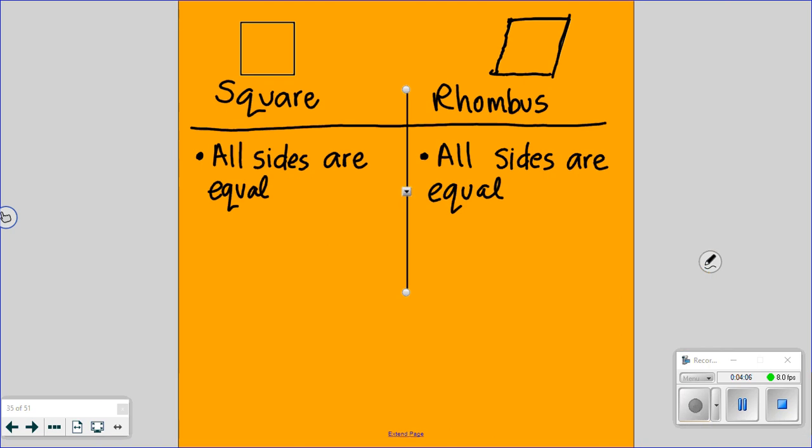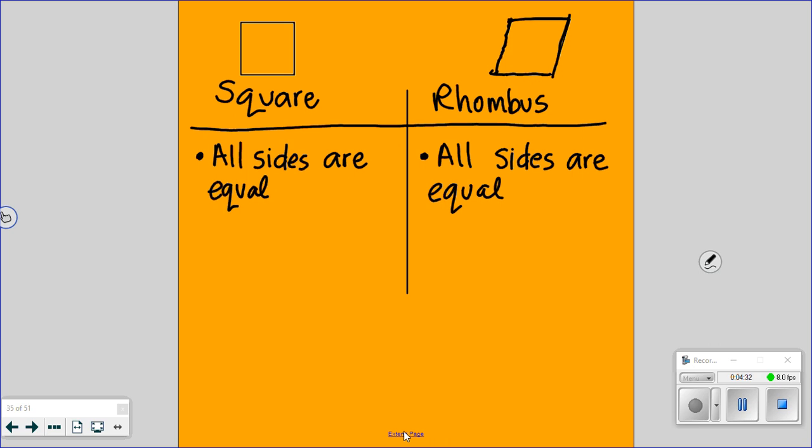What else do we notice with either the square or the rhombus? Think about the rules that we've learned so far. Would any of those rules fit those shapes? I should see eyes on the board, please. Think about the rules that we've learned so far. Would any of the rules fit those shapes? Brogan? Parallel sides.